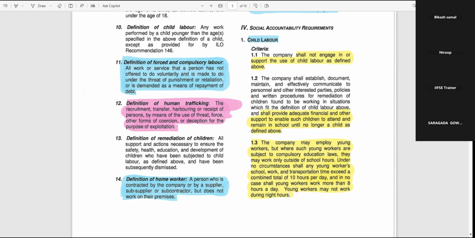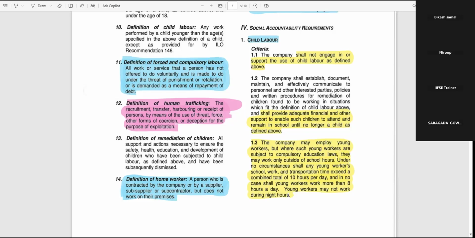So for example, to simplify: if the company finds, maybe in their contractors or subcontractors or suppliers or sub-suppliers, child labor, the company has to support the child to be in school till they complete their age, I mean above 18. When I say 18 and above, they are adults. So till the definition requirement, they have to financially support the child to continue their education.